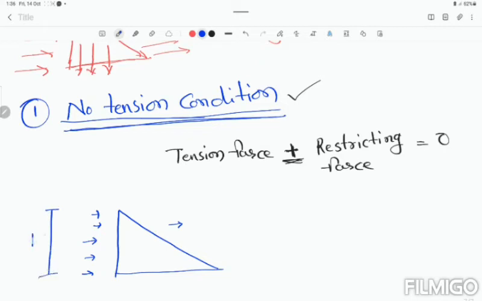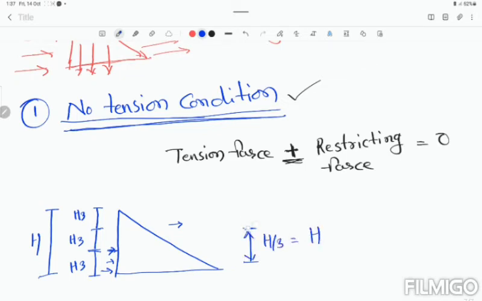This is H. If we categorize it into three parts, this is 1h, 2h, and 3h, so h by 3, h by 3, and h by 3. The maximum force will be generated on the body of the dam at h by 3 distance, so we take the h by 3 distance into consideration.